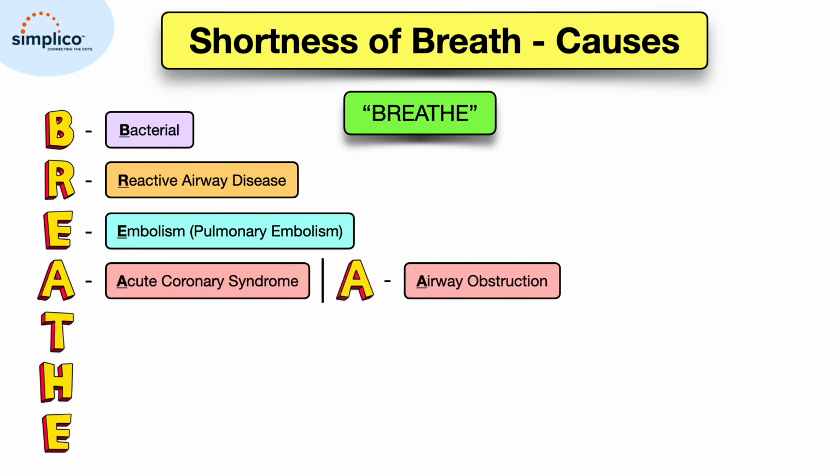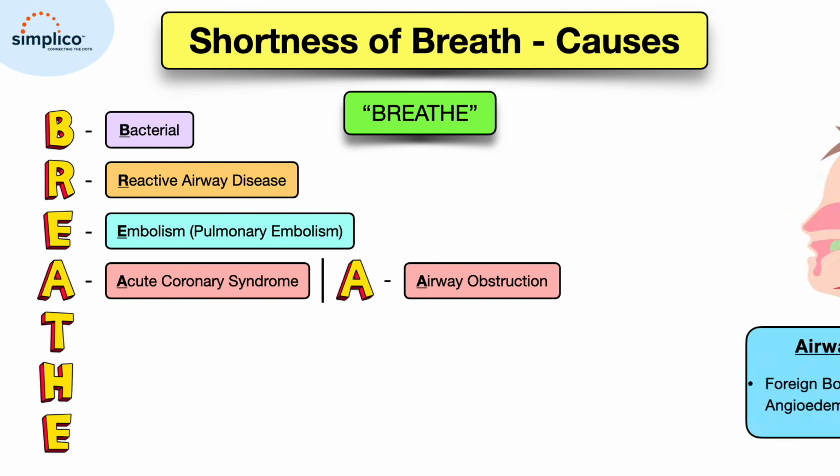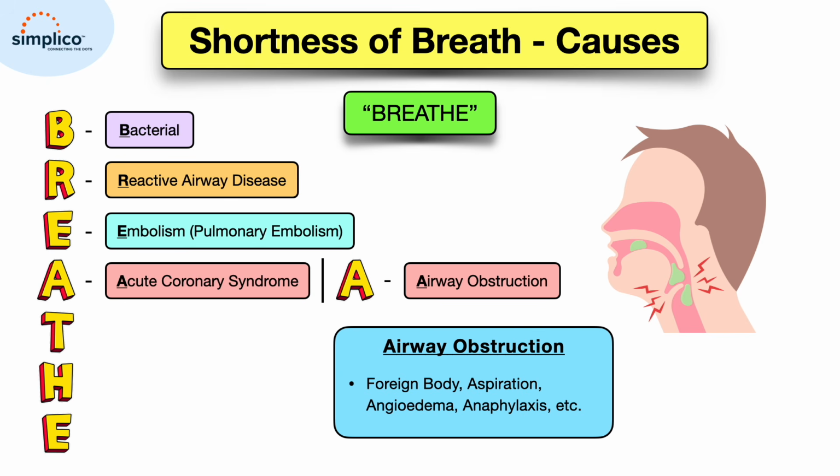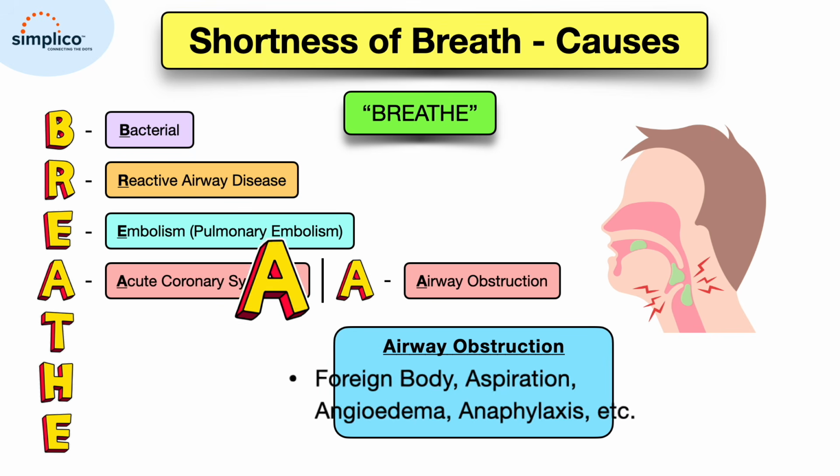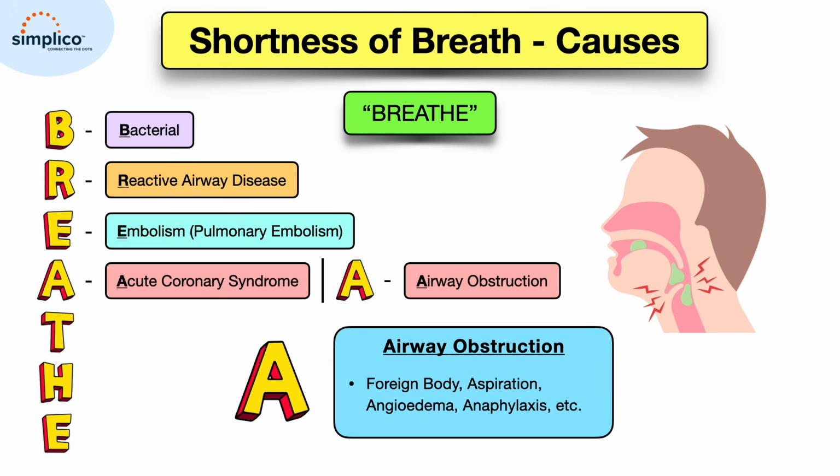Also included with the A is airway obstruction. It's a general term that will help you remember any type of airway obstruction. This could include a foreign body, aspiration, angioedema, or anaphylaxis, to name a few. Airway obstruction includes a lot of different conditions, but if you notice, angioedema, anaphylaxis, and aspiration all start with A, so this will help you remember the A as well.